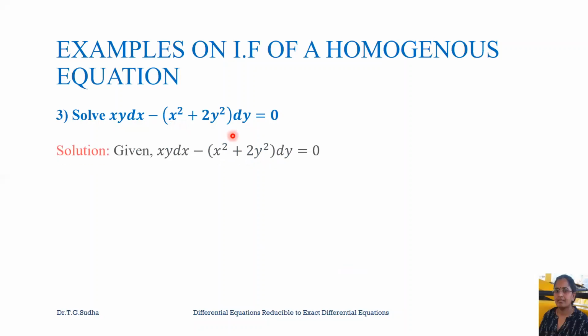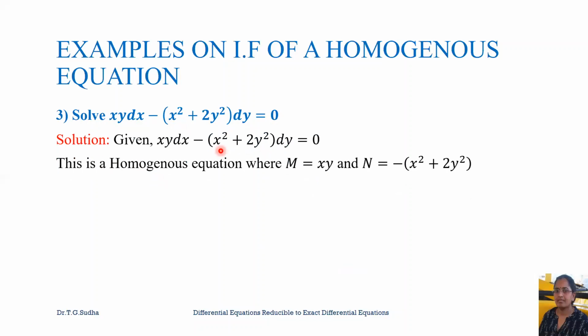So consider the differential equation, and this is homogeneous because M is equal to x into y, degree of x is 1, degree of y is 1, so 1 plus 1 gives us degree of M, that is 2. And for N, each term is of degree 2, therefore degree of N is also equal to 2. Therefore both M and N are of degree 2, so the given differential equation is a homogeneous differential equation.